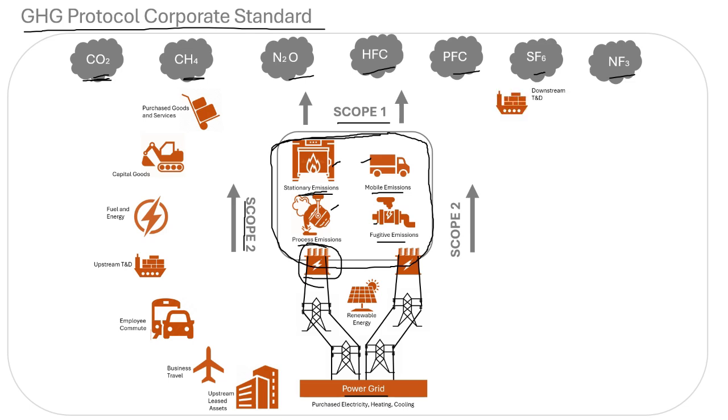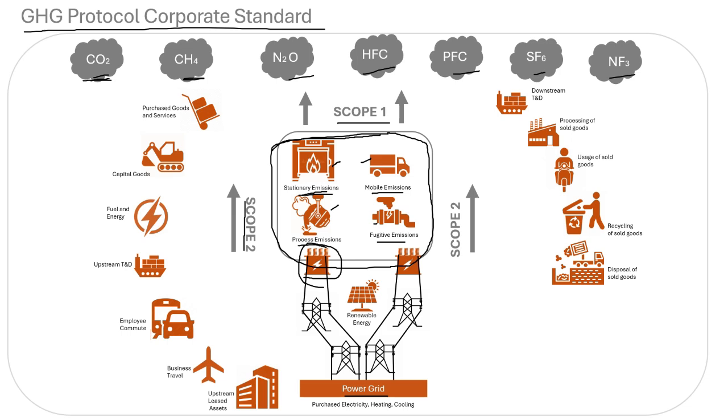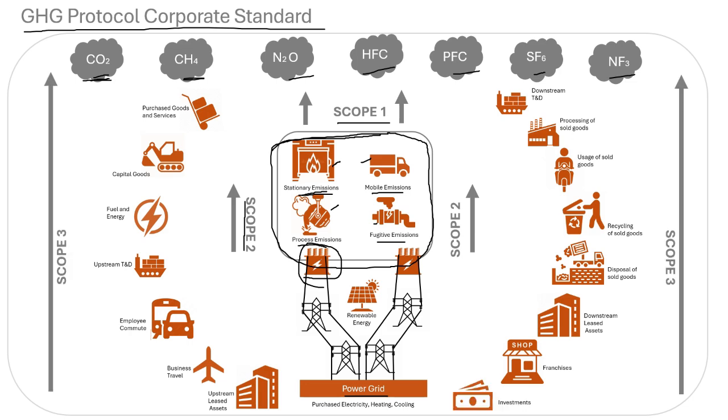Similarly, downstream transport and distribution, processing of sold goods before they are consumed by the actual consumer, usage of the sold goods, recycling of the sold goods, disposal of the sold goods, downstream leased assets, and franchisees. All of these are upstream and downstream value chain activities which have greenhouse gas emissions associated with them. All these activities will come under scope 3 as per the standard. So here we get clarity about scope 1 emissions, scope 2 emissions, and scope 3 emissions of the entity.